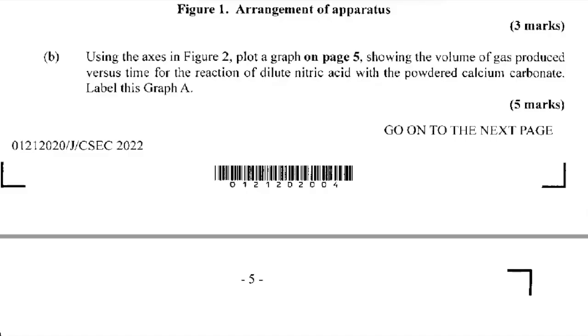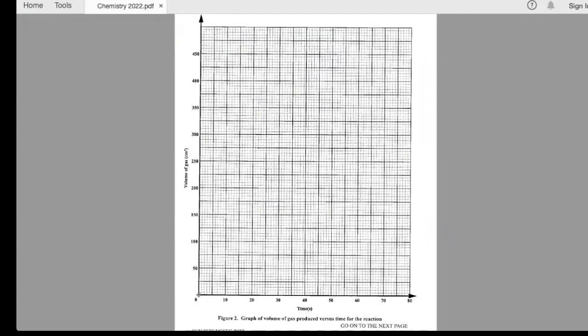Okay, so we're at part B. Using the axes in figure 2, plot a graph on page 5 showing the volume of gas produced versus time for the reaction of dilute nitric acid with the powdered calcium carbonate. Label this graph A. What's very important before we even begin to plot is to ensure that we know the scale on each axis.